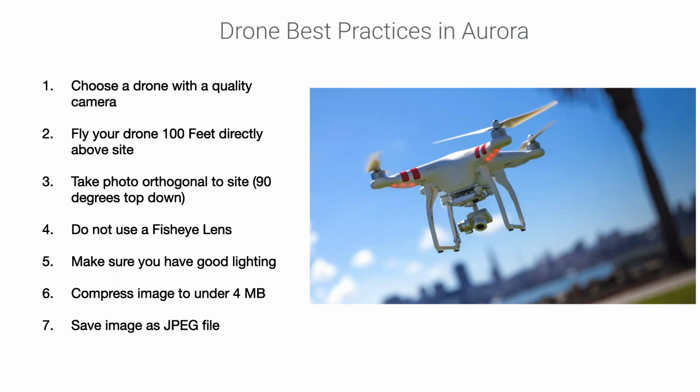Number two, fly your drone 100 feet directly above the site. Take the photo orthogonally to the site, so 90 degrees top down. You don't want any angles of the rooftop of the site that you're looking at. For that reason, do not use a fisheye lens. Number five, make sure you have good lighting. Take it during a good time of the day. Once you have your image, compress the image file to a medium quality resolution, about 4 megabytes or less. After that, save your image as a JPEG file, which is the file type that you can upload into Aurora.